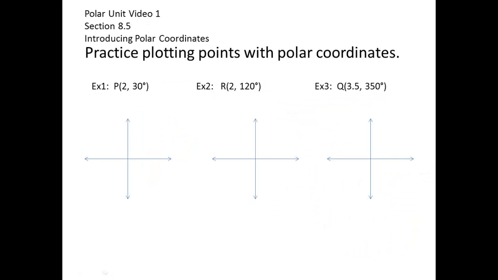So here are three examples of some points using the polar coordinates. So point P is 2, 30 degrees, and we're going to go ahead and plot that. And we actually will begin with the angle measure. It's always easier to begin with the angle measure. So I'm going to draw 30 degrees here. So theta equals 30 degrees.